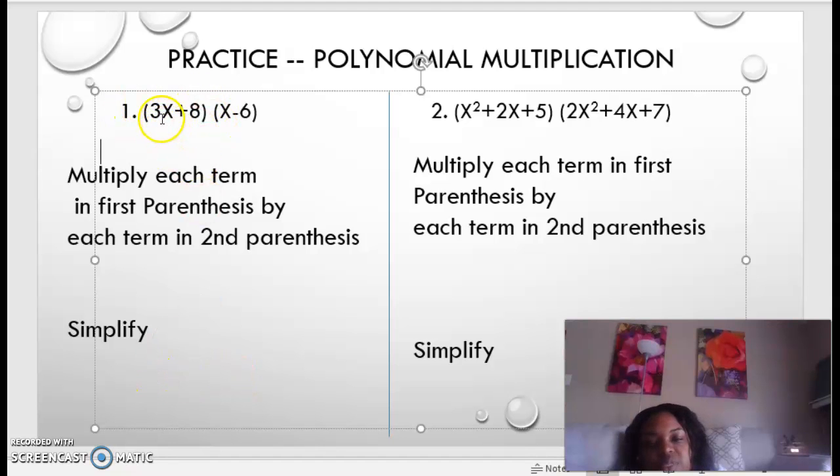A lot of people were making the mistake of just multiplying 3x times x and then 8 times negative 6, and that's it. So please don't do that. That's a common mistake when multiplying polynomials. You forget to multiply all the terms. So this 3x in this first parentheses gets multiplied by the x and the negative 6. This 8 in this first parentheses gets multiplied by the x and the negative 6. So I always think about it is if I don't have 4 terms when I'm done multiplying, then I probably did something wrong, because I have 1, 2, 1, 2, 2 times 2 is 4.